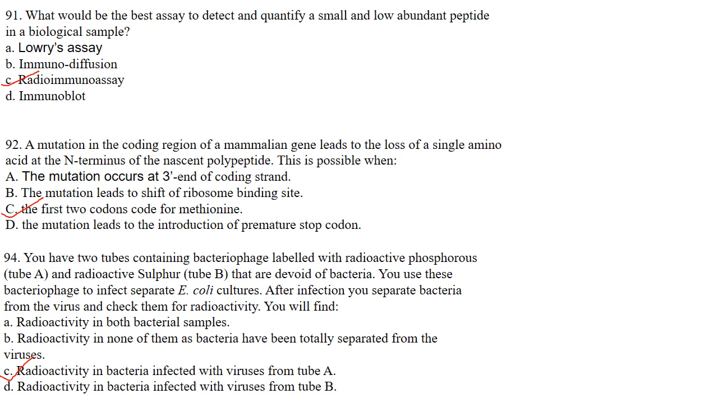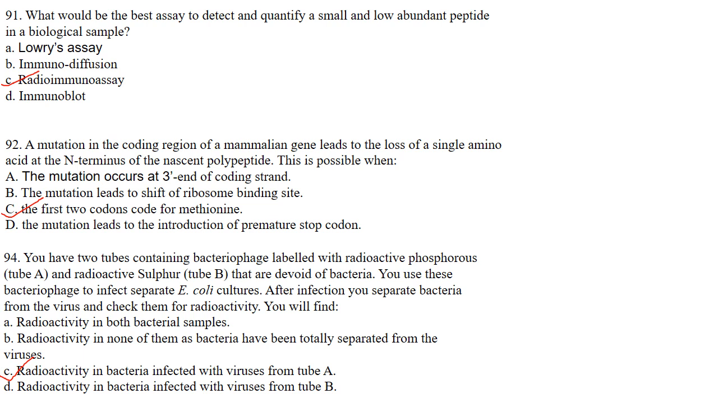Now if methionine itself is not present, then translation will not take place. But translation has taken place. Now if translation has taken place, then there should be two methionine coding regions in the gene next to each other. So when the first methionine is removed, the second methionine will function properly. So the answer is the first two codons code for methionine. Answer is option C. Then next one.